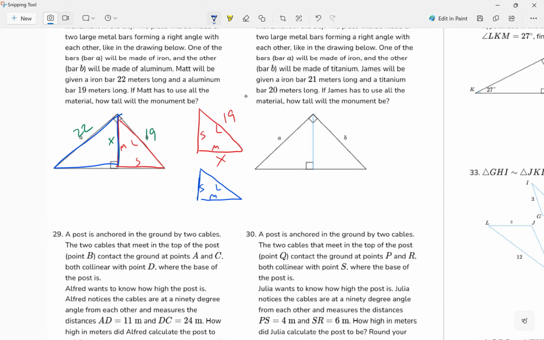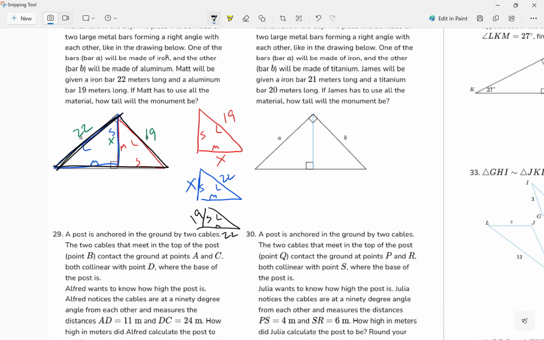Okay, the small, medium, and large. So the small is X, the medium is blank, large is 22. And then the big triangle, the black one, small, medium, and large. The small side is 19. The medium side is 22.